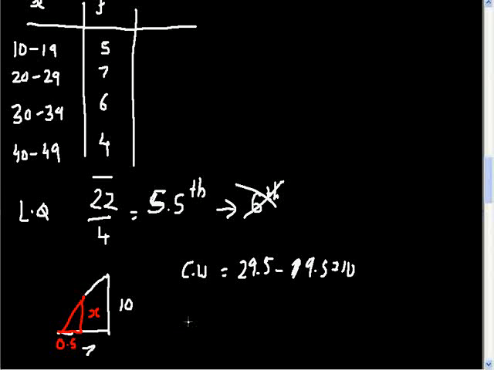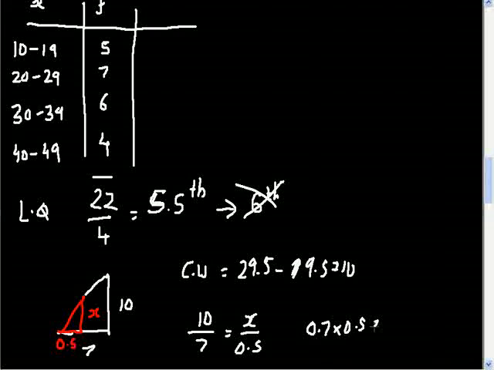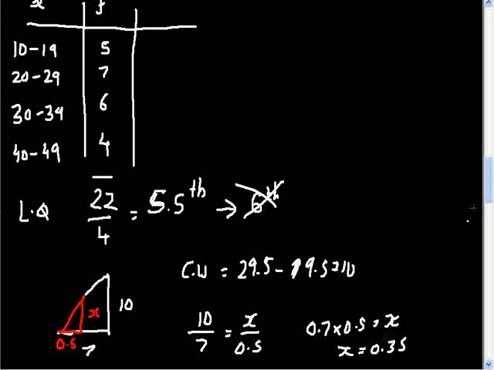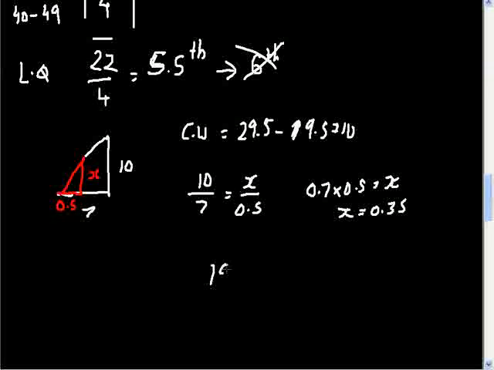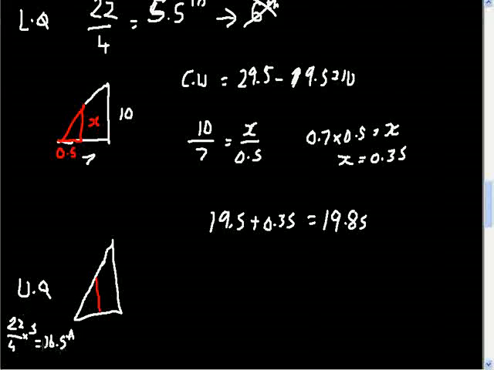I've got to equate the ratios between the two sides. The ratio between this and this is the same as between this and this. So 10 divided by 7 is equal to x divided by 0.5. So 10 divided by 7 is 0.7 times 0.5 is equal to x. Therefore x is equal to 0.35. So I've got to add 0.35 to the lower boundary, which is 19.5. So the lower quartile value is 19.85.